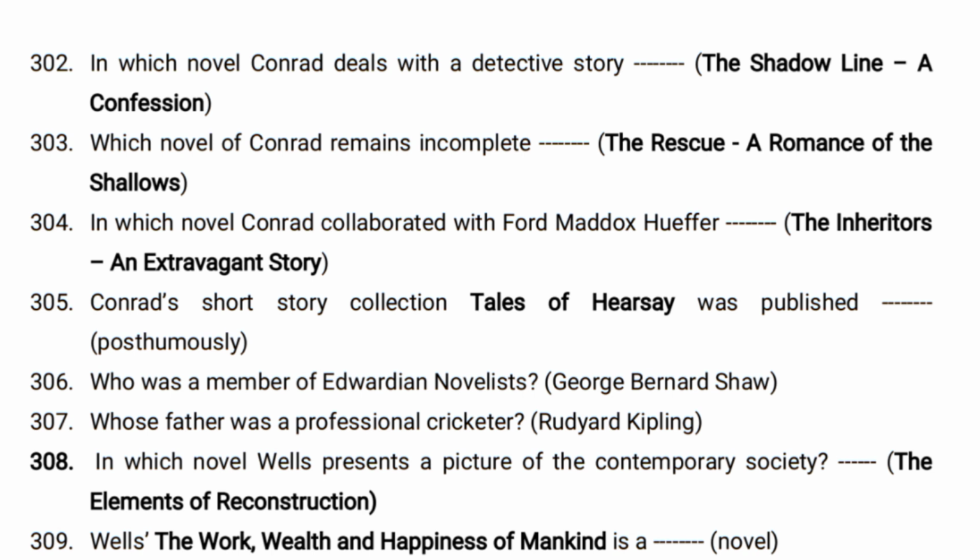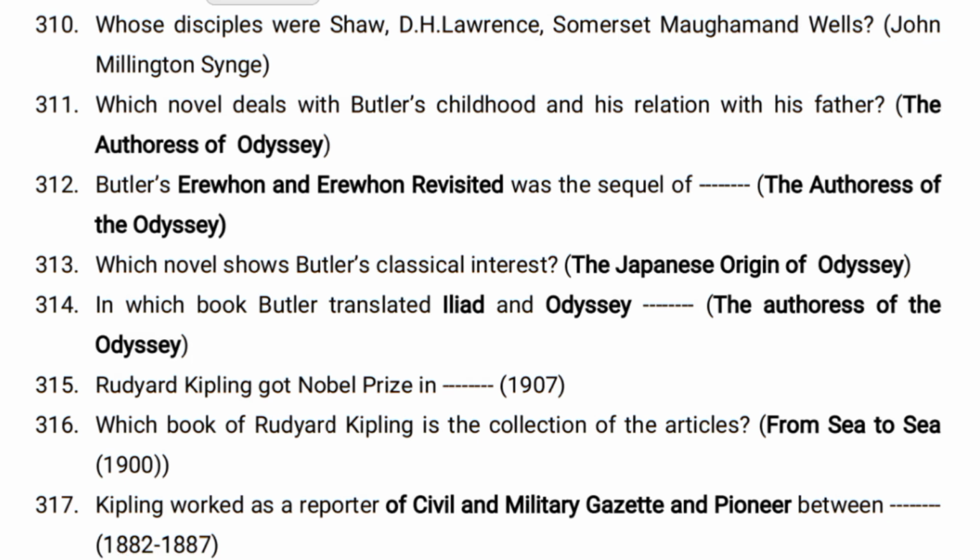Who was a member of the Edwardian novelists, whose father was a professional cricketer? George Bernard Shaw, Rudyard Kipling. In which novel does Wells present a picture of contemporary society? The Elements of Reconstruction. Wells' The Work, Wealth and Happiness of Mankind is a novel whose disciples were Shaw, D. H. Lawrence, Somerset Maugham, John Millington Synge.